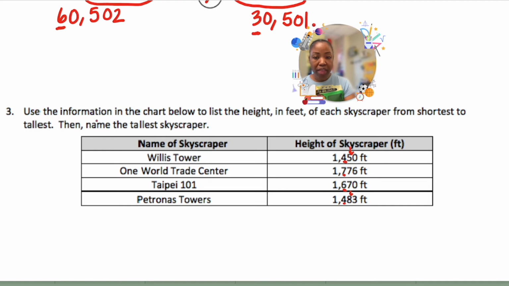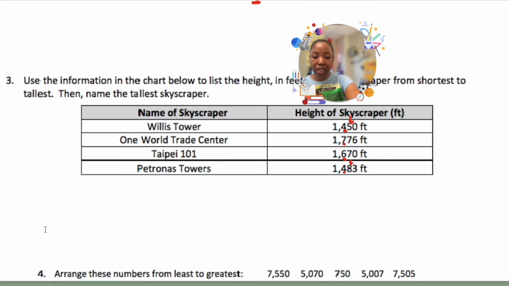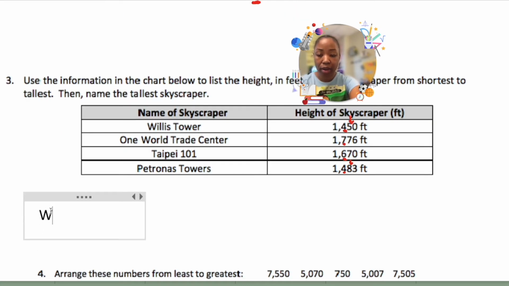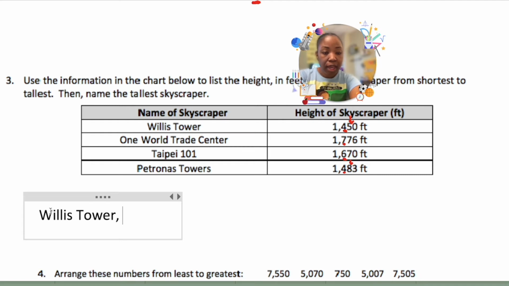So we're going to write the name of that tower, and it is the Willis Tower. And the Willis Tower is actually here in Chicago, where Miss Thomas is based. So we have the Willis Tower as the shortest. Next up would be the Petronas Towers, right? Because that had that 8 tens. So that would be next.